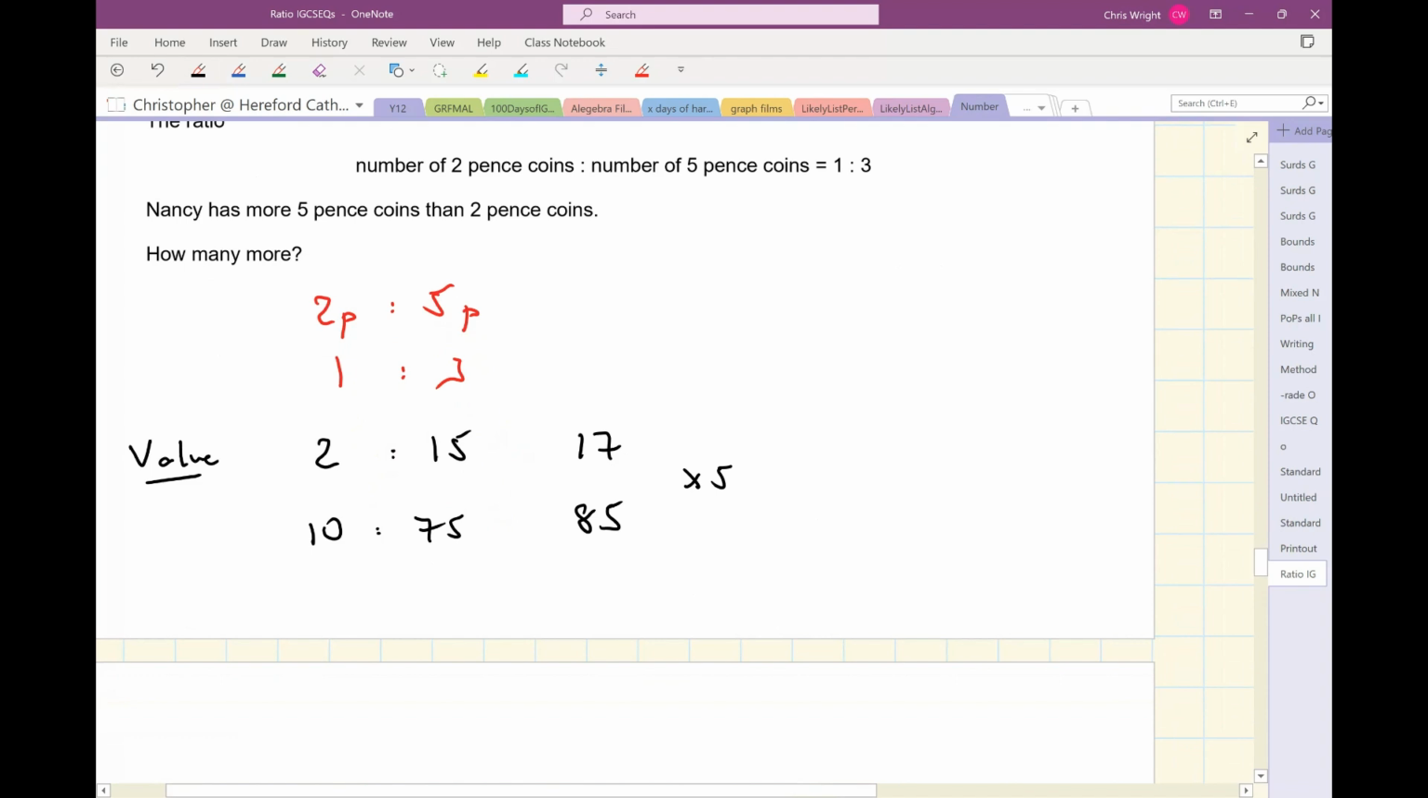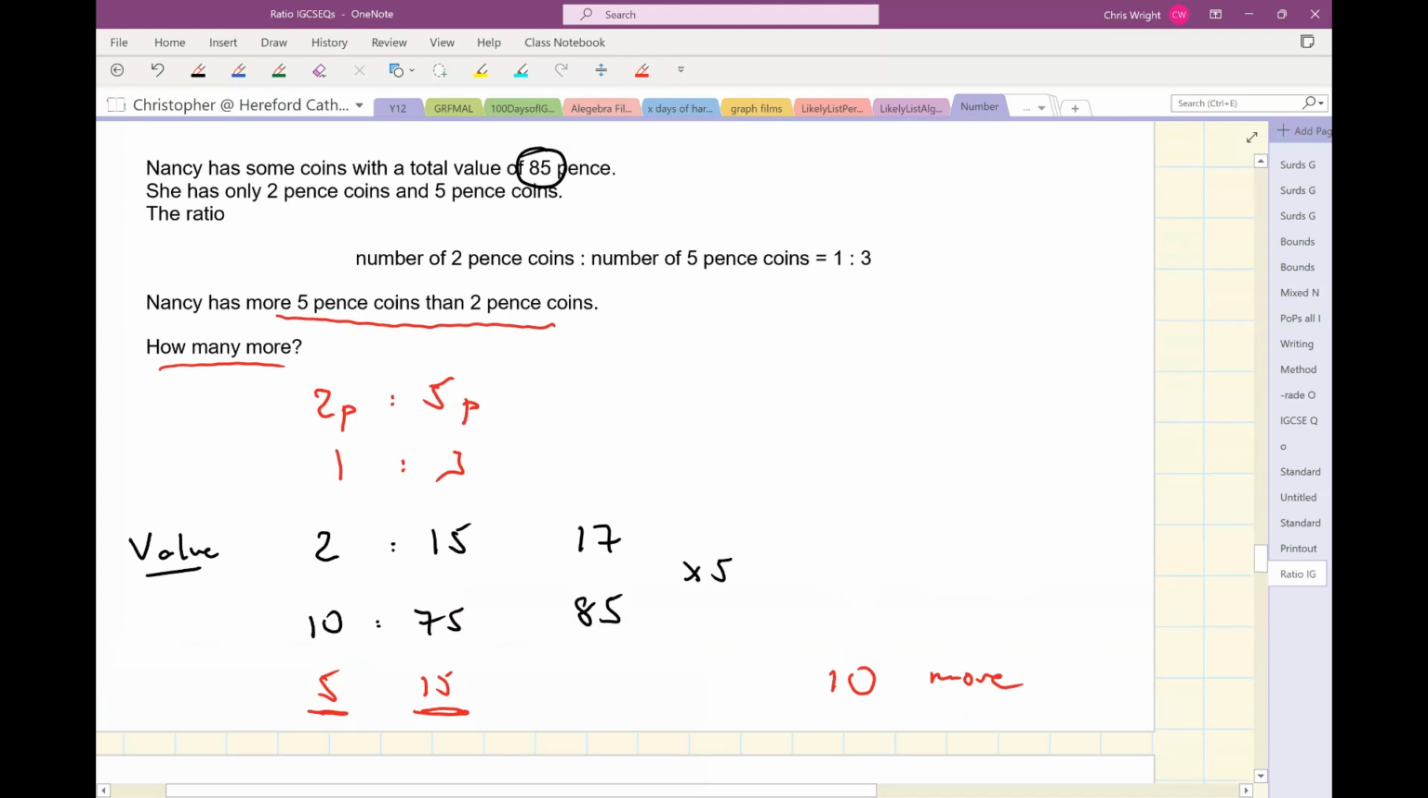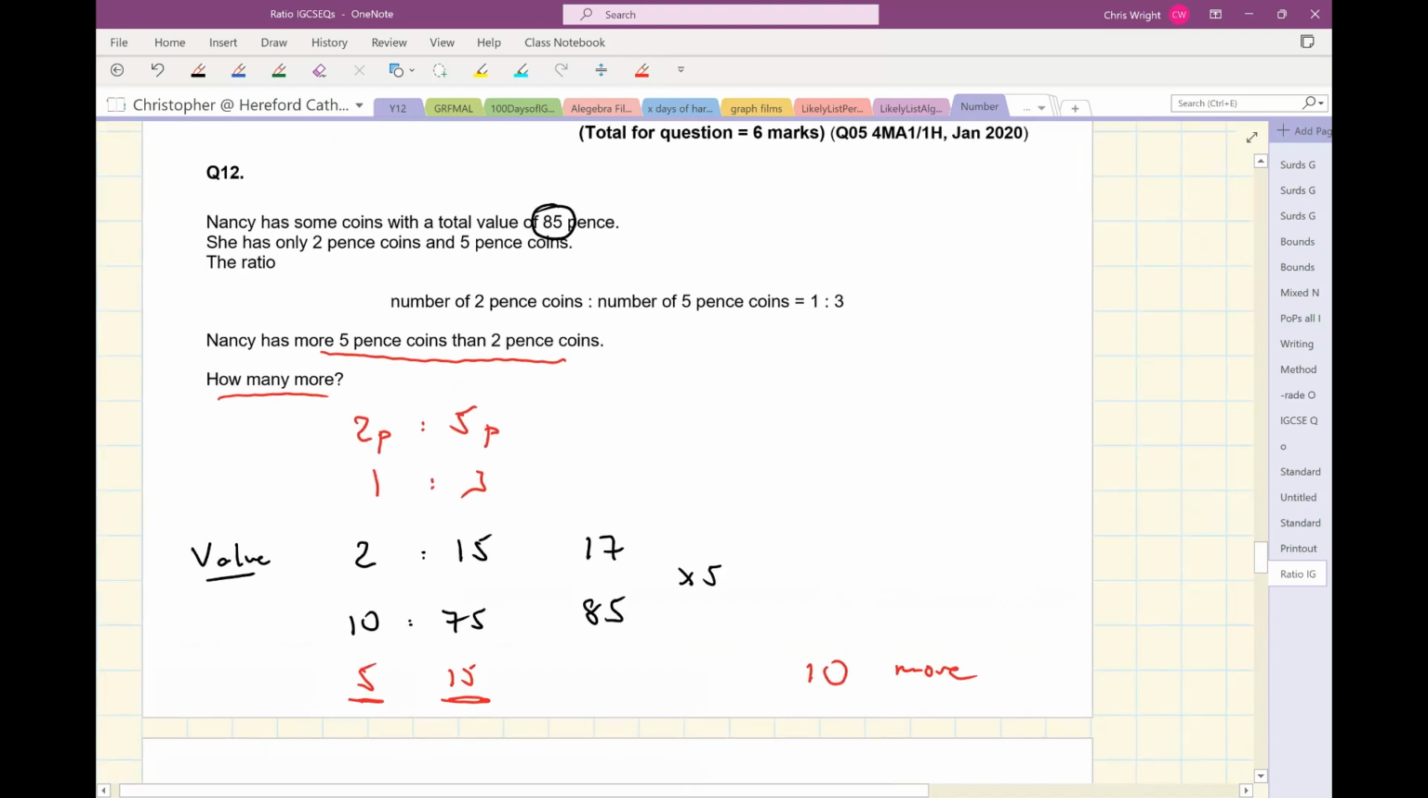Right, so if she has 10 pence worth of 2 penny pieces, she's got 5 of those, just divide by 2, and 75p of 5p pieces, well, that means she's got 15 of those. Nancy has more 5 pence coins than 2 pence coins. How many more? 10 more. Because she's got 15 5p coins and 5 2p coins. I think that's quite tricky, going from the number of coins to their value.